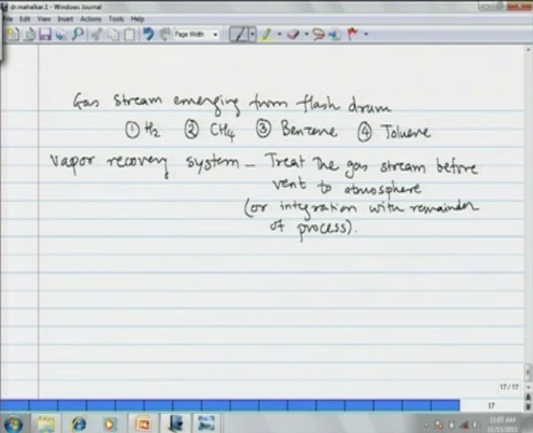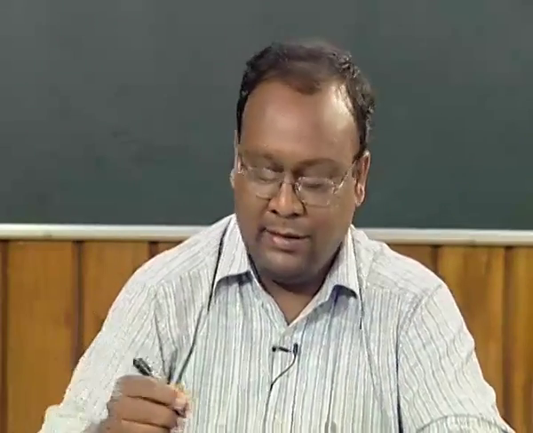Now, if we have to remove a vapor from gas, we have several options. In the first place, we need to know how we distinguish vapor from gas. Gas is essentially a vapor which is far removed from its critical point. For example, hydrogen, methane, nitrogen, oxygen are gases, but benzene and toluene can be characterized as vapors because these are not very far removed from their critical point, and this can be condensed with relatively less effort. So, to recover these vapors, we have several options.